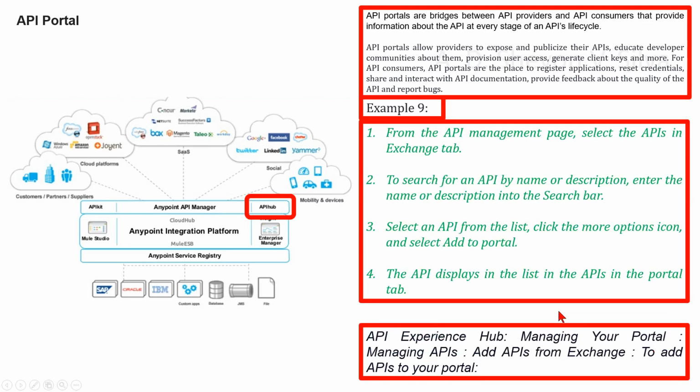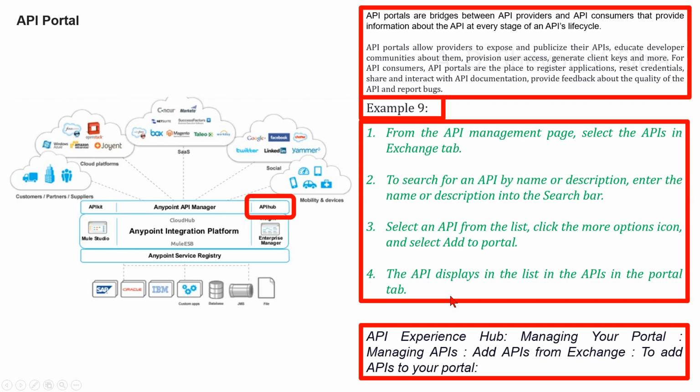Now we are considering adding APIs from the exchange, in managing your portal in API Experience Hub. Curate your portal in API Experience Hub by adding APIs from exchange. When adding APIs to the portal, default visibility is administrator only. You can change the visibility to include members or everyone.